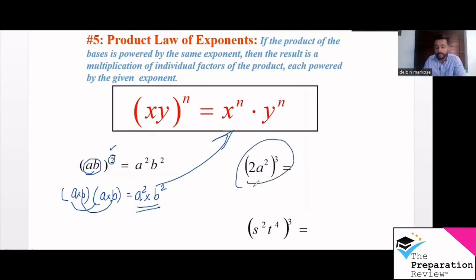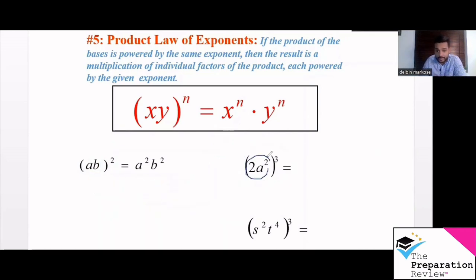Now what about this one? 2 times a square raised to 3, right? So what's the meaning? Whatever inside this thing, we are multiplying how many times? 3 times. So I can say 2 times a square times 2 times a square times 2 times a square. So here, if I consider all the 2's, that will be 2 times 2 times 2. I can say 2 cube, or you can write it as 8 times, how many times a square, a square, a square.